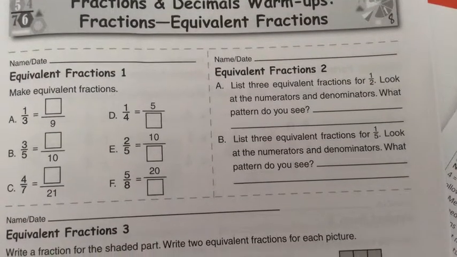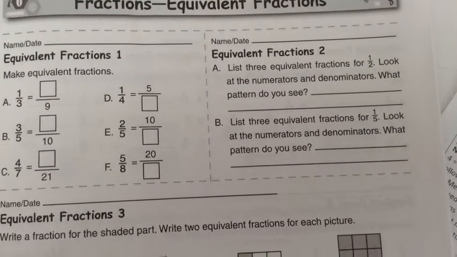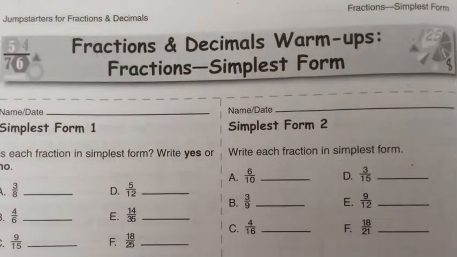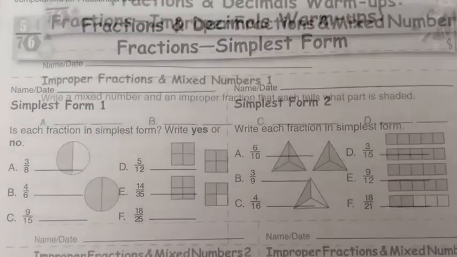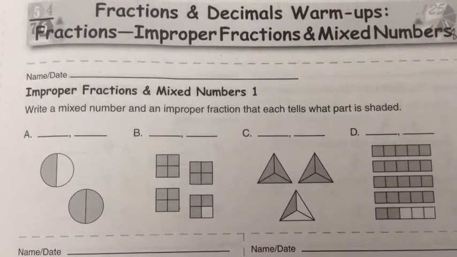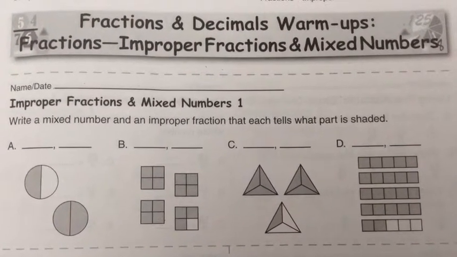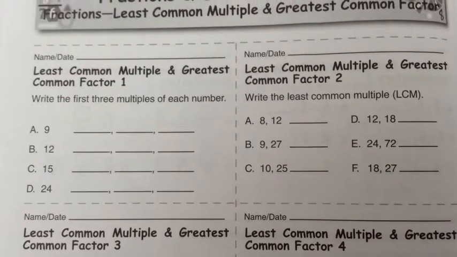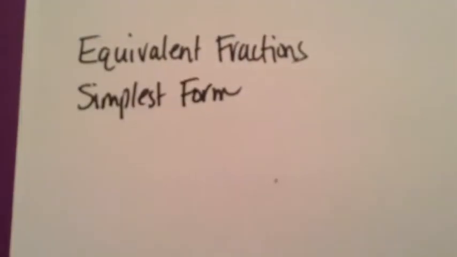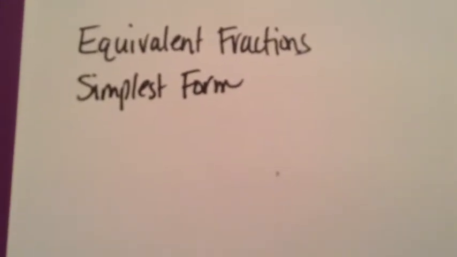These are the worksheets you're working on today: equivalent fractions. You have a worksheet on simplest form, and you have a worksheet on improper fractions and mixed numbers. The last one is least common multiple and greatest common factor. We're going to review two concepts today on your worksheets.